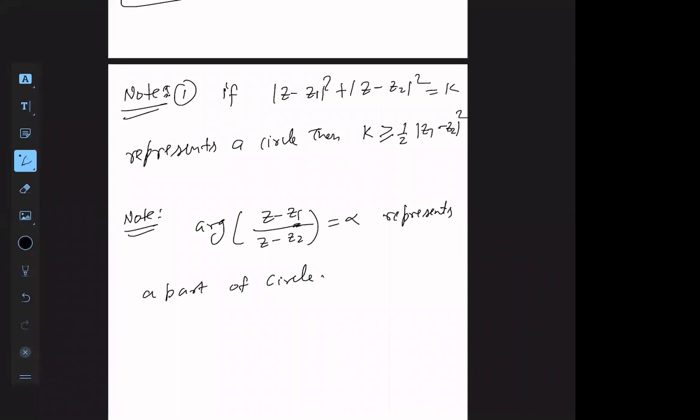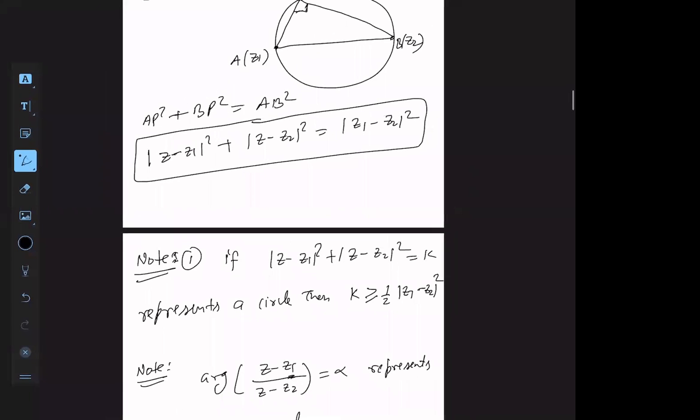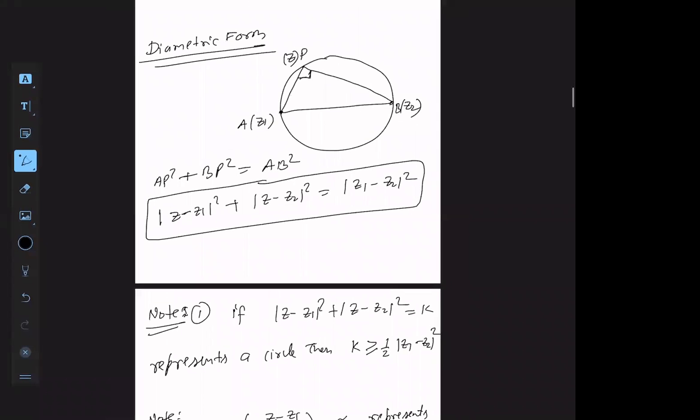Note, you just have to mug up. These are lengthy derivations. Either you mug up or you leave it. Diametric form: I have applied simply Pythagoras theorem. AP square plus BP square is equal to AB square.